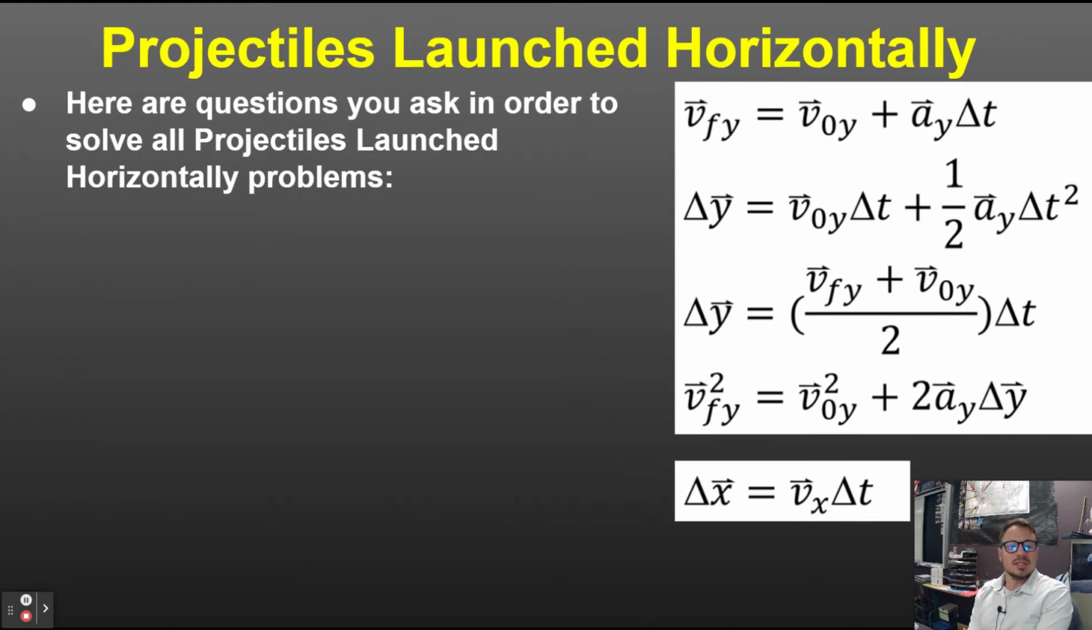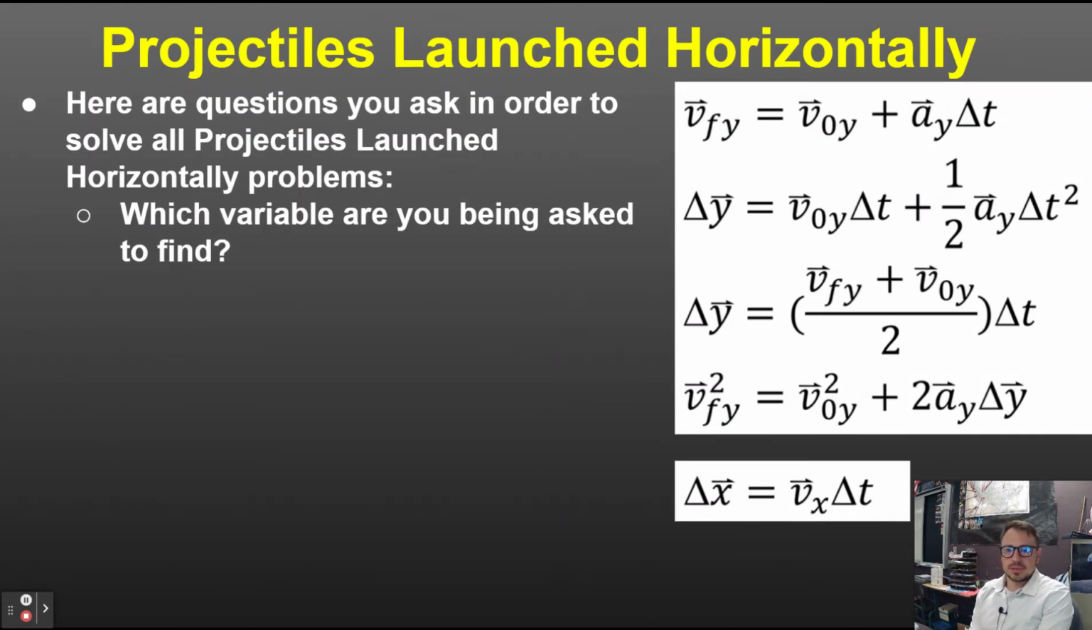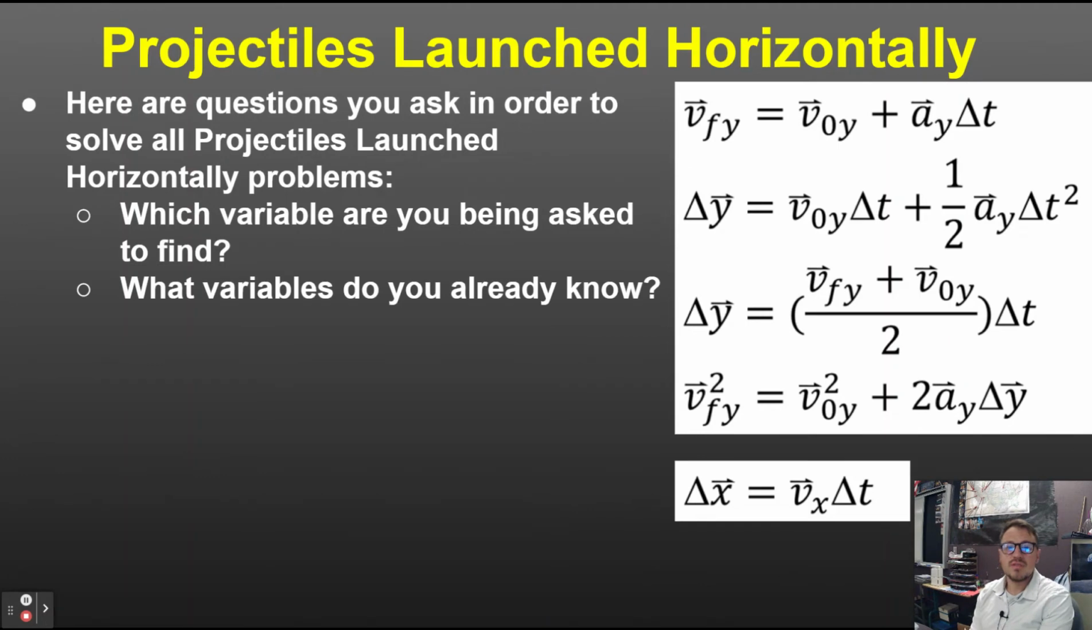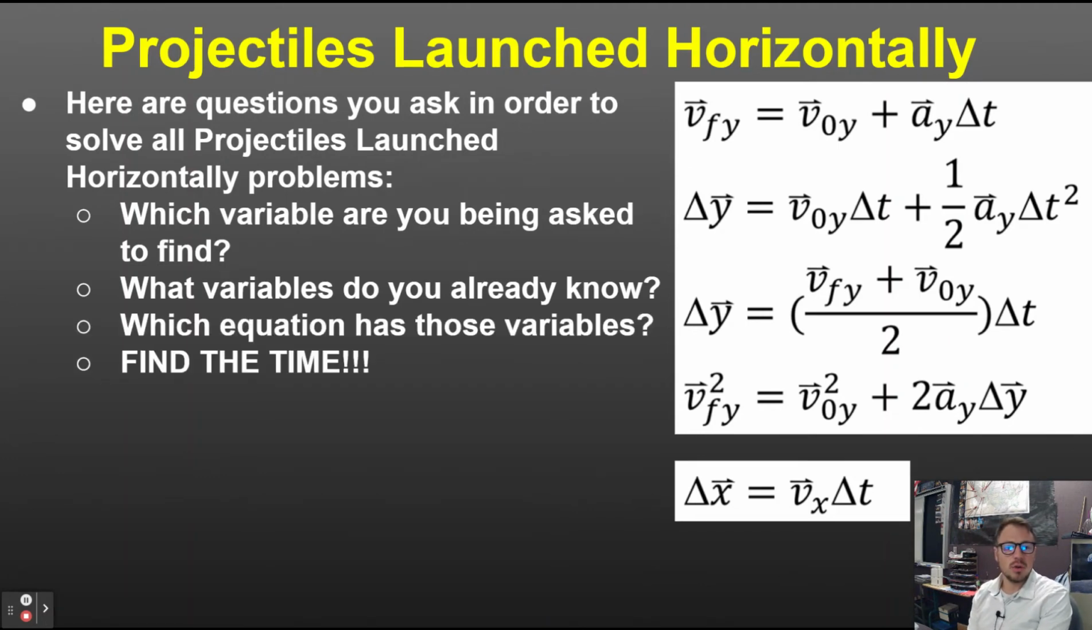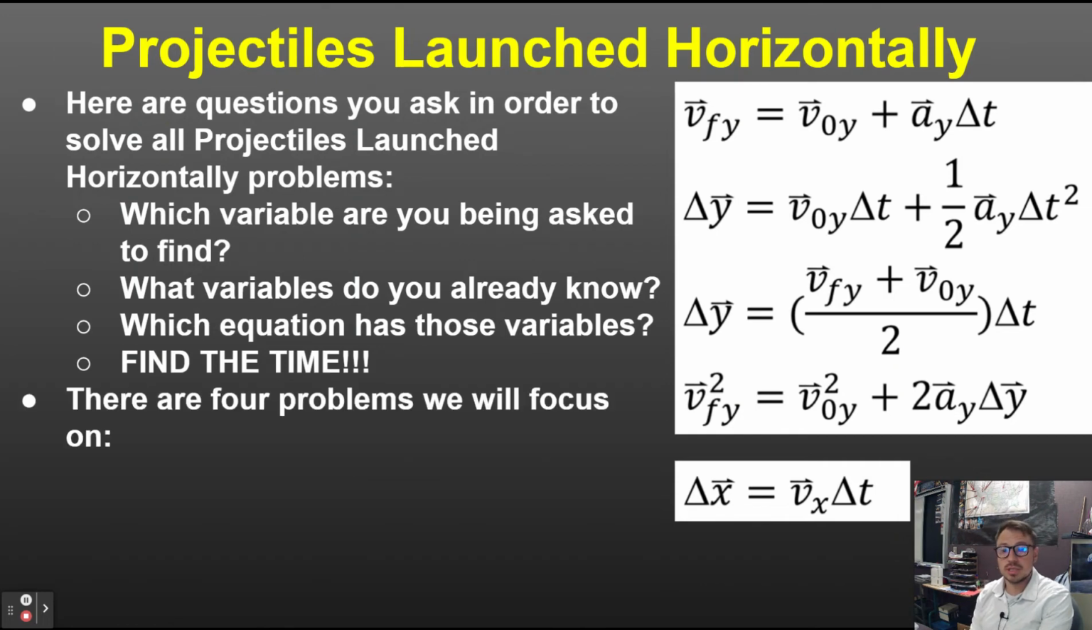So let's do some practice problems, right? Now we're going to be able to answer these questions. These are the questions that you answer: Which variable are you being asked to find? What variables do you already know? Which equation has those variables? And you can never go wrong with finding the time. The time is what links the x and the y motions together, the horizontal and the vertical motions together.